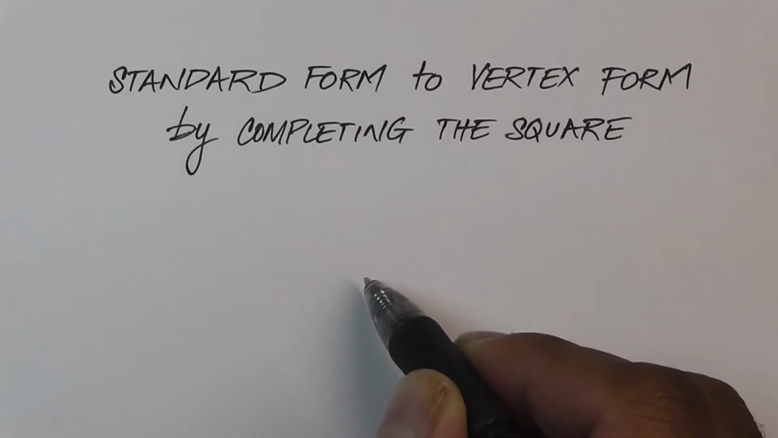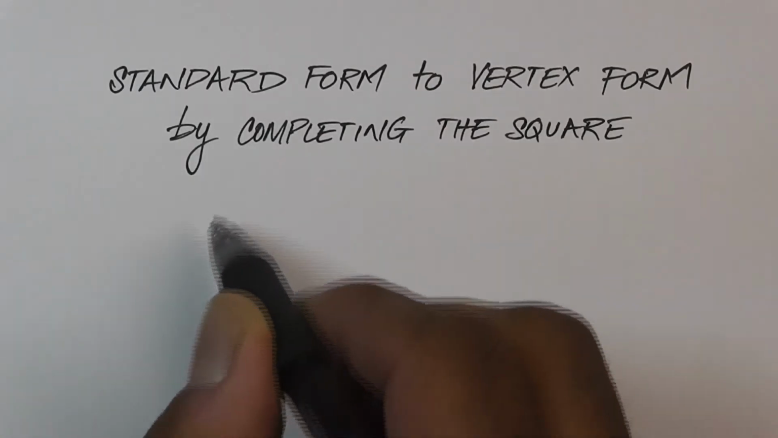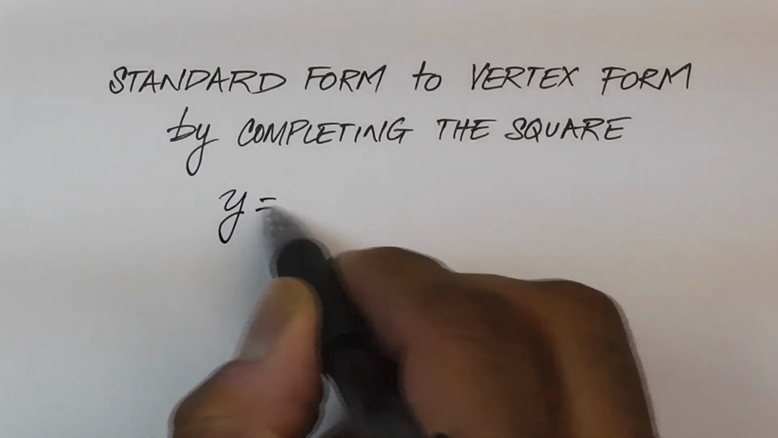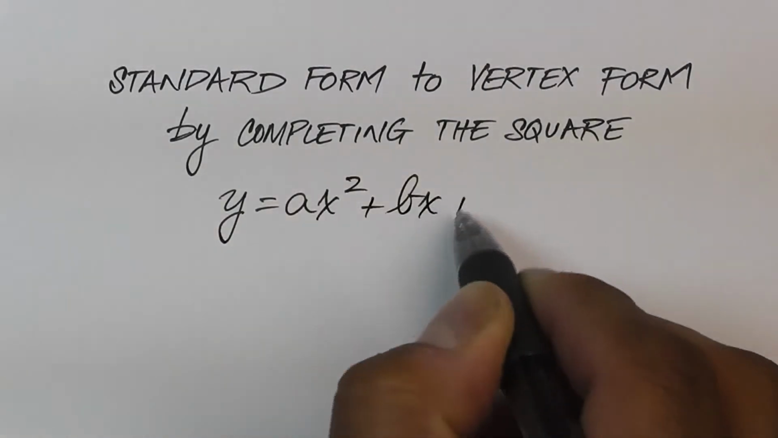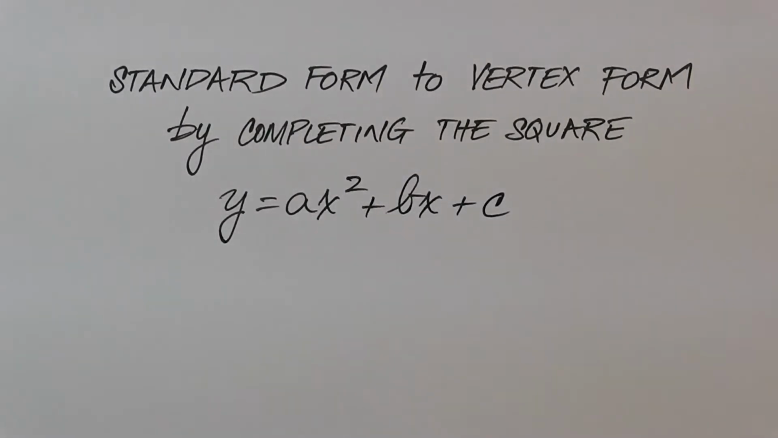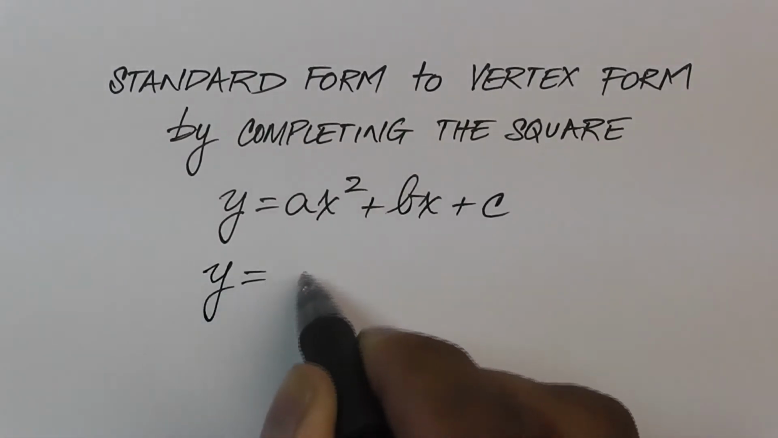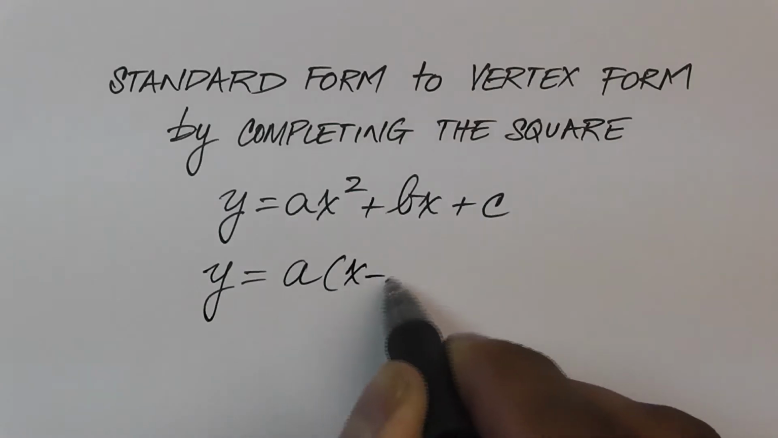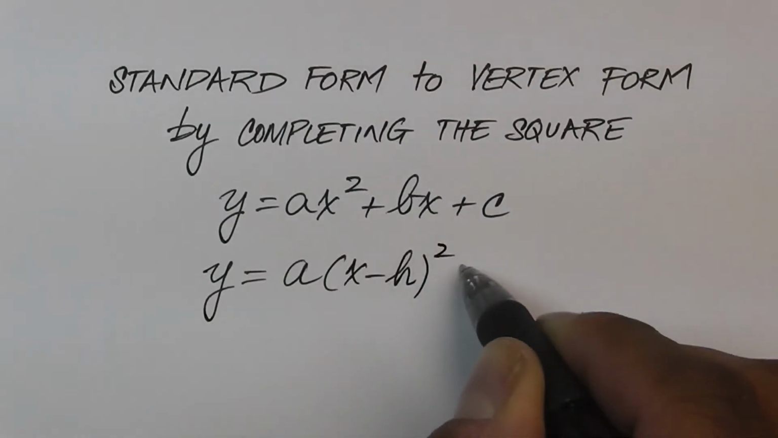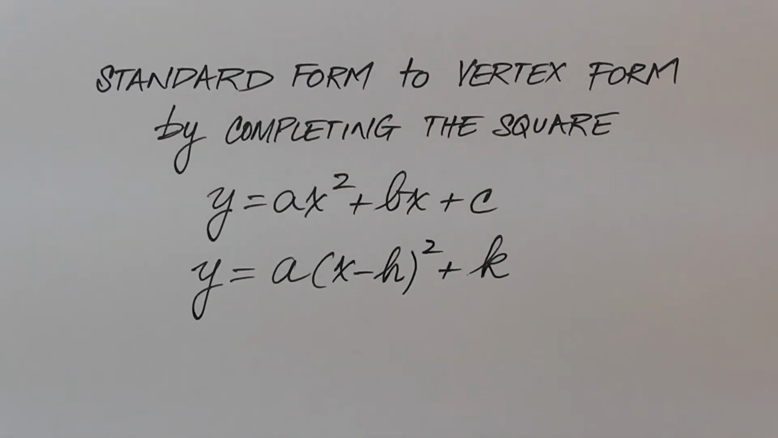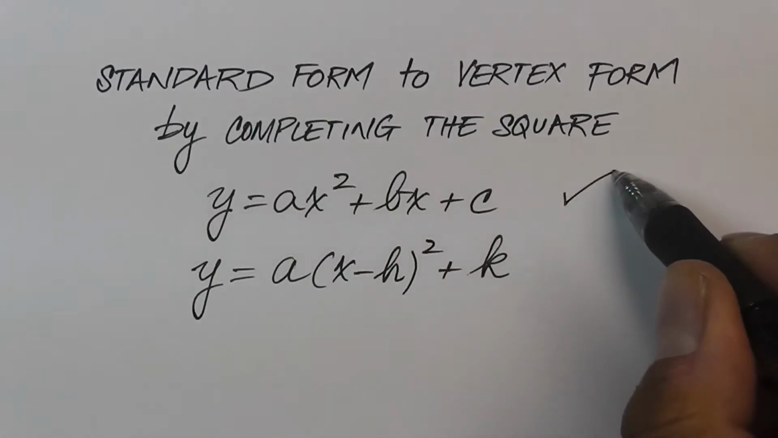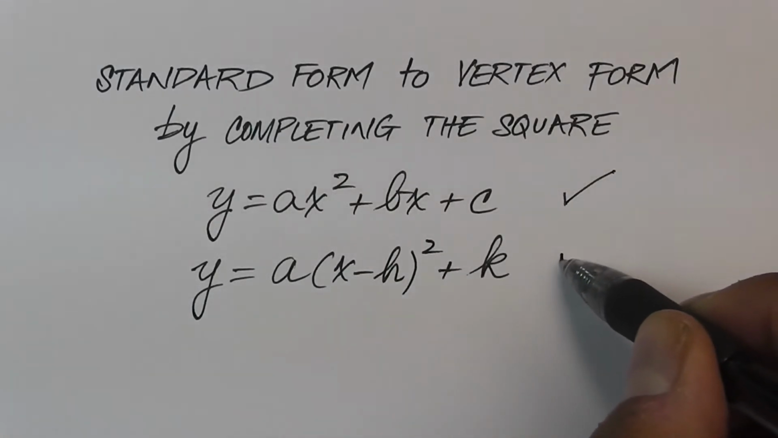Essentially what we're interested in here is going from standard form to vertex form. We're going to focus today on algebraically completing the square and taking an expression like this and making it look like this.